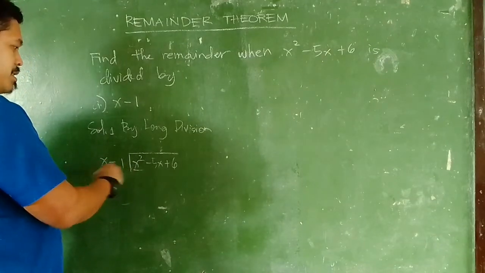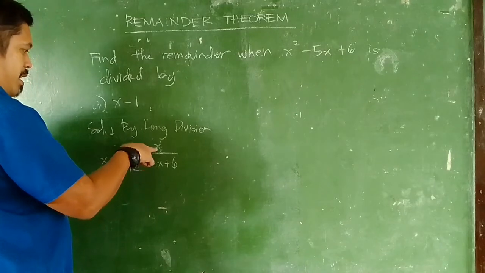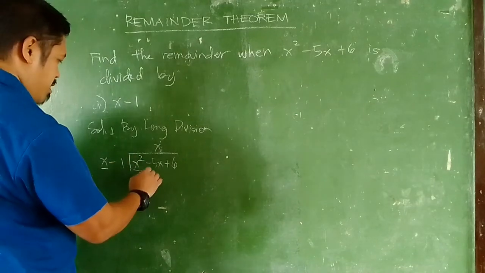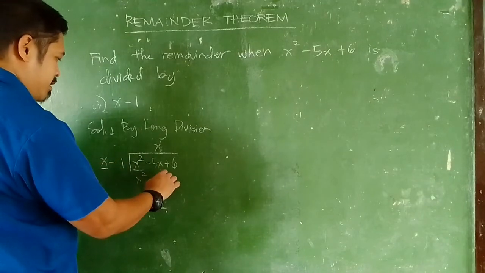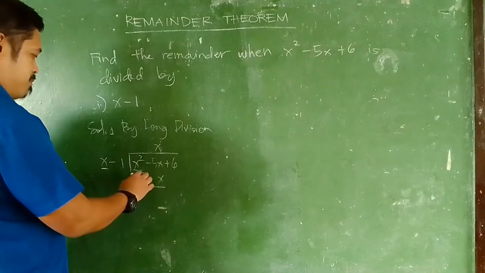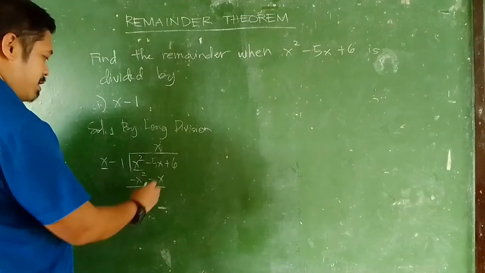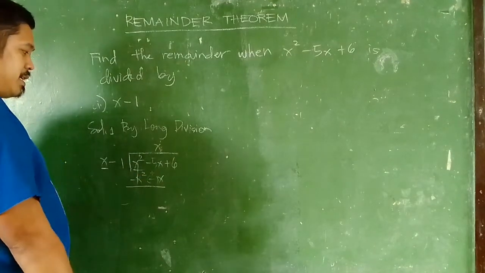Then you divide it in the traditional way. You start with your first terms: x squared divided by x is x. Then x times x is x squared, and x times negative 1 is negative x. Then we subtract this. By subtraction, the signs change, so this cancels out and becomes 0.